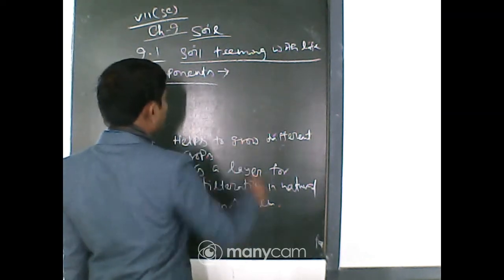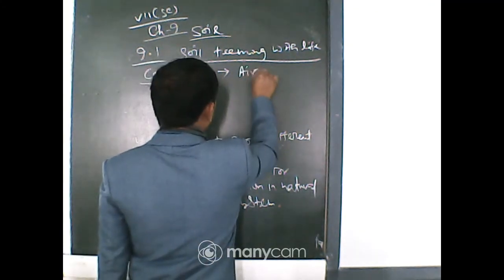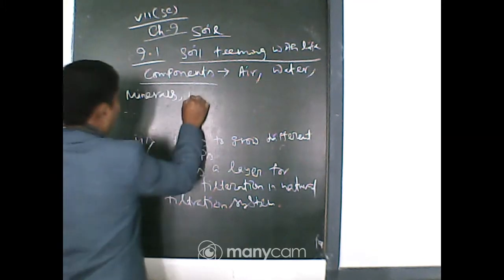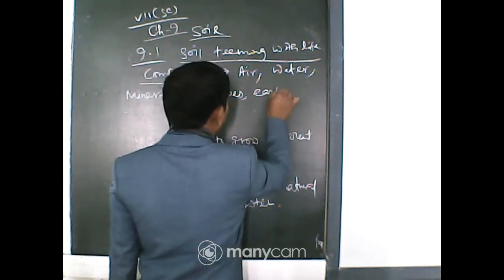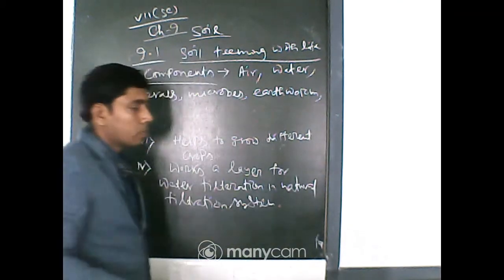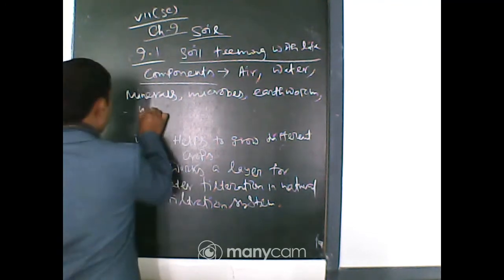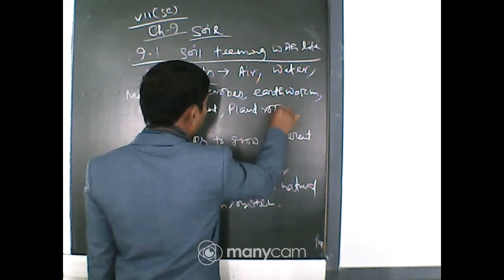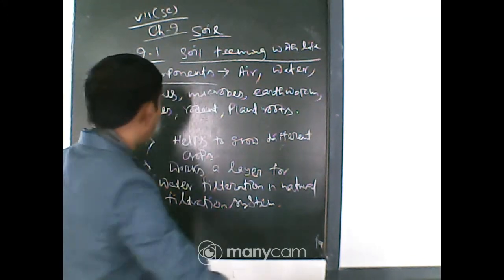So the components are, first of all, air, water, minerals, microbes, earthworms, moles, rodents, and plant roots. These are the components of soil.